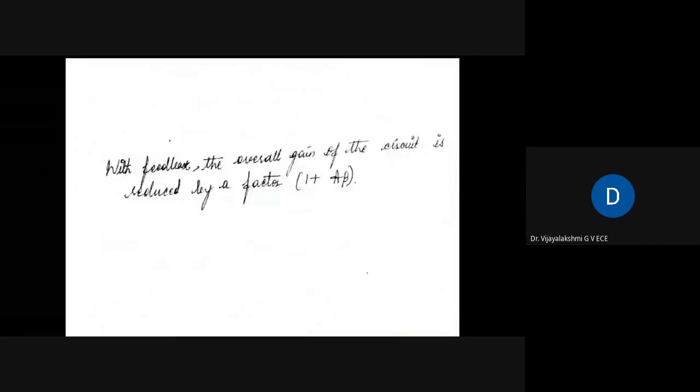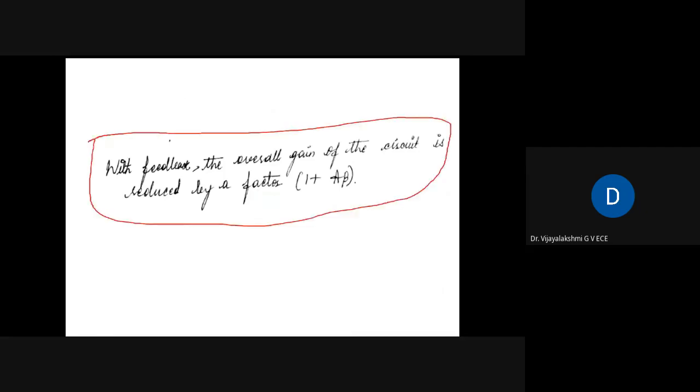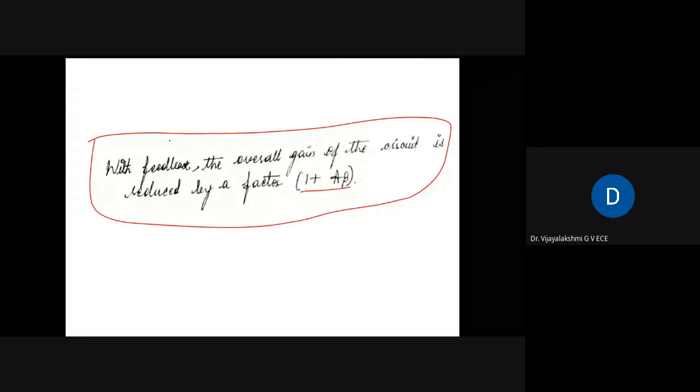Okay. So I can say with feedback, the overall gain of the circuit is reduced by a factor of 1 plus A beta. So now this cannot be a disadvantage because though the overall gain is coming down, we have so many other advantages of having the negative feedback. So this is one parameter. Next, let us see the other parameter.